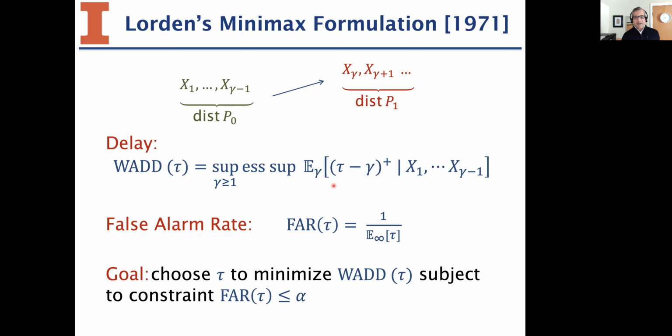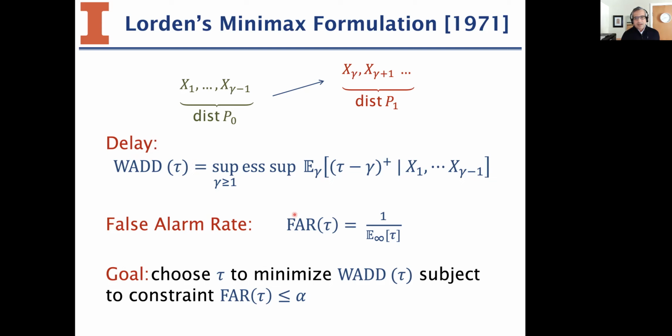He defined, again, this is getting a little mathematical, so if you want to skip over the slide, feel free to do so. But the idea is you want to measure delay in some manner, and he said that you should measure delay by looking at the difference between the stopping time and the change point. Take the positive part, and look at the worst case possible delay over all possible change points gamma, and all possible things that can happen before the change point, the observations before the change point. And that's what this essential supremum is about. So this is a worst case measure of delay for any detection rule described by stopping time tau.